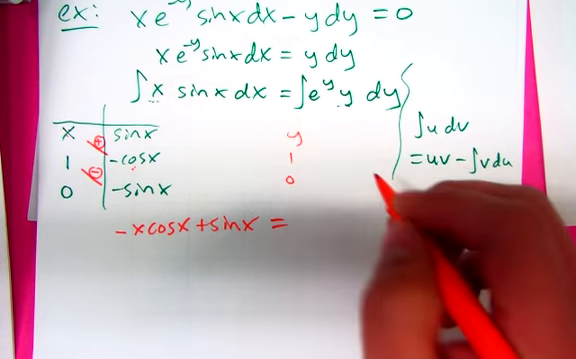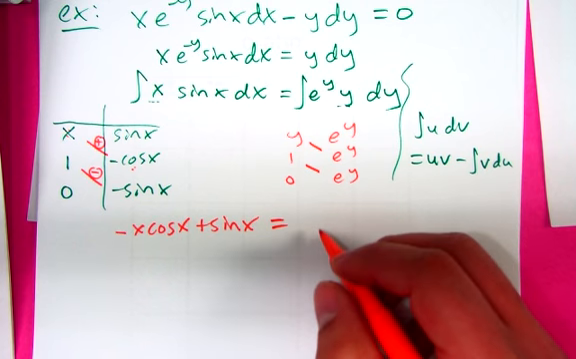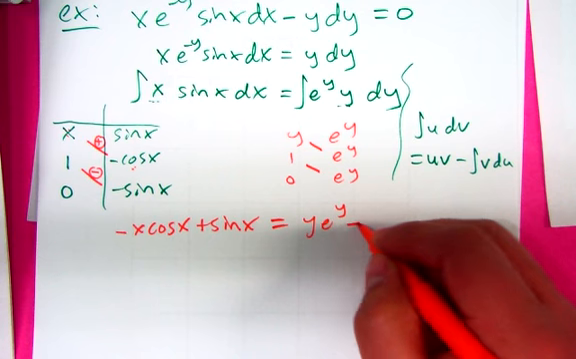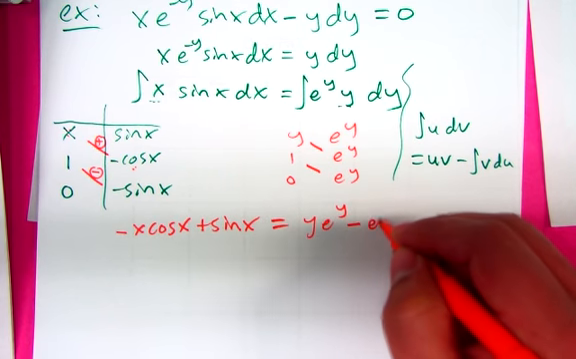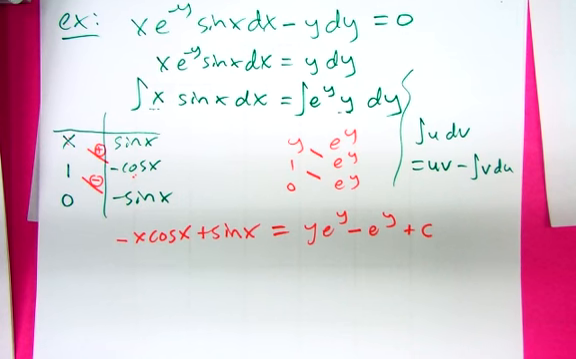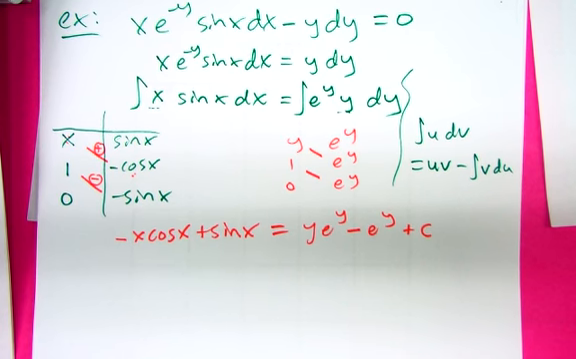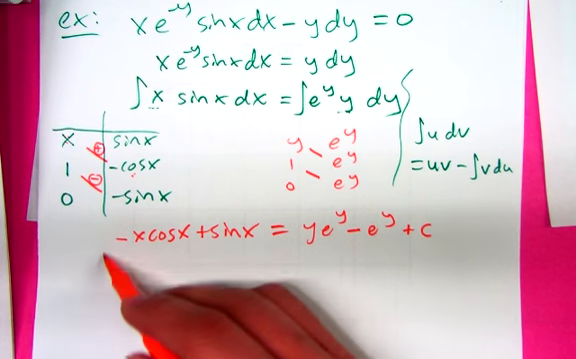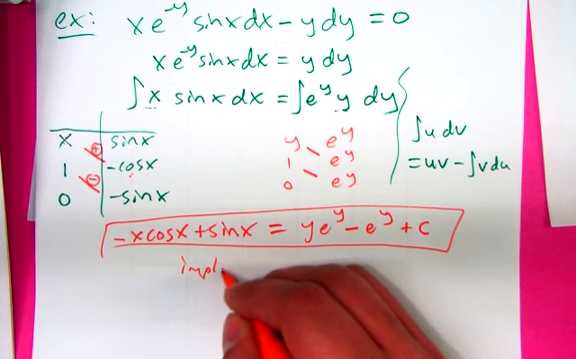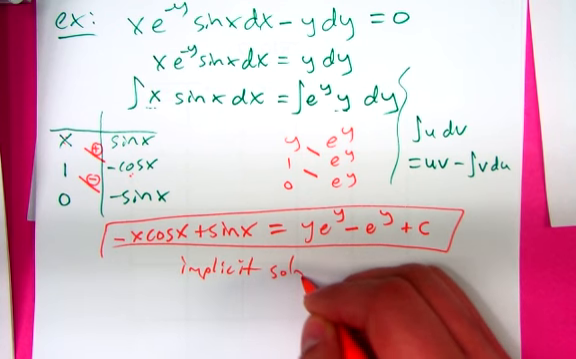On the other side, let's see. y, 1, 0, e to the y, e to the y, e to the y, right? The first product is y e to the y, and then we subtract 1 times e to the y, and then we get plus c. And here, let's leave it. This is an implicit solution.